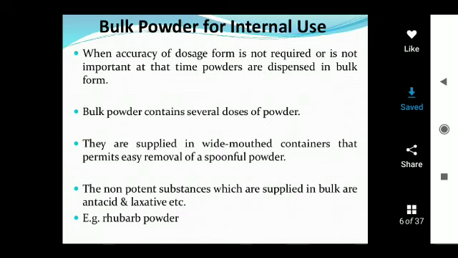Examples of substances which are taken for internal use in the form of bulk fodders: antacids and laxatives. These are non-potent substances. Example: rhubarb fodder. Rhubarb fodder acts as a laxative.